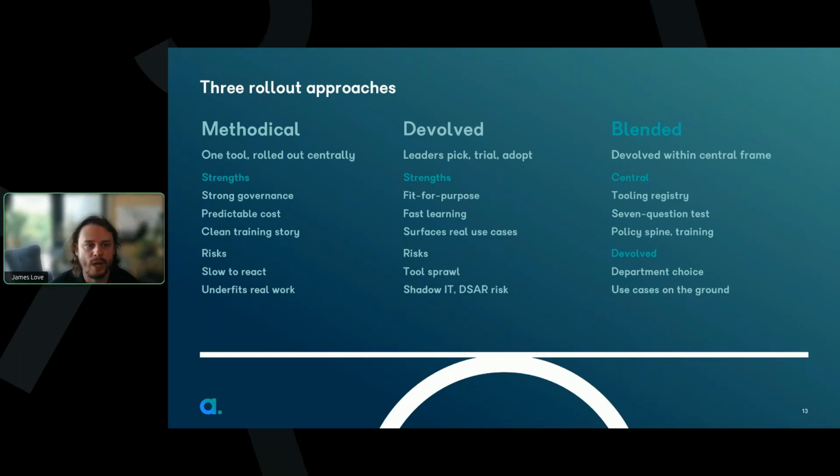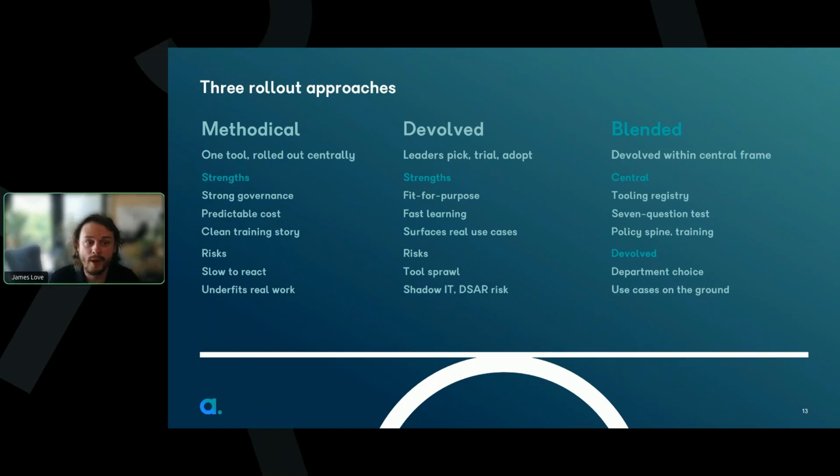Methodical, where you choose one tool centrally, train everyone on it, integrate it carefully, audit the use. You get really strong governance and a really predictable cost from this, and you get a clean training story. You also get slow learning as a business, and the central choice frequently underfits the actual work on the ground in each team.